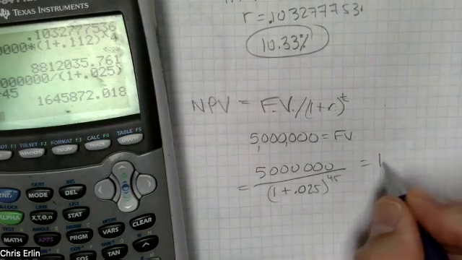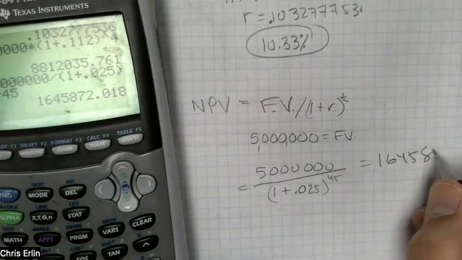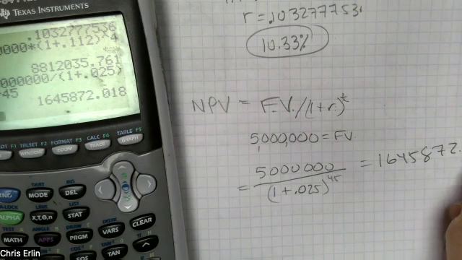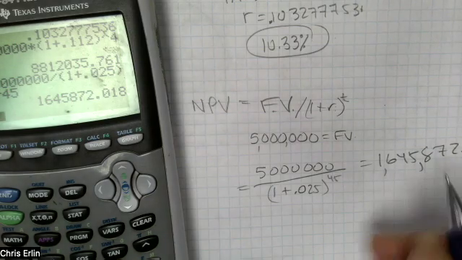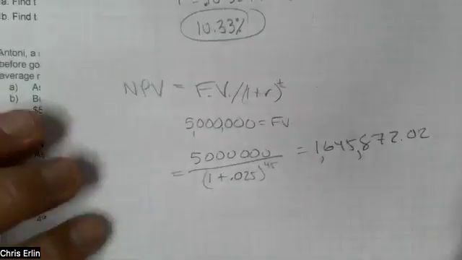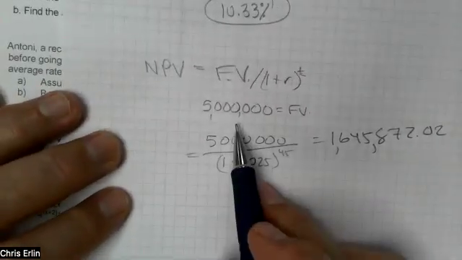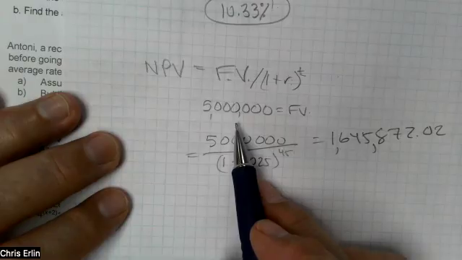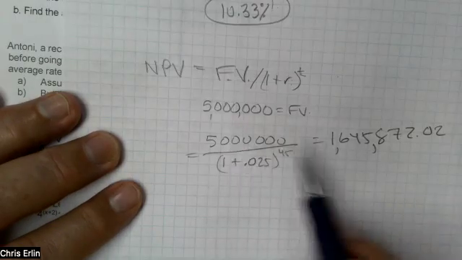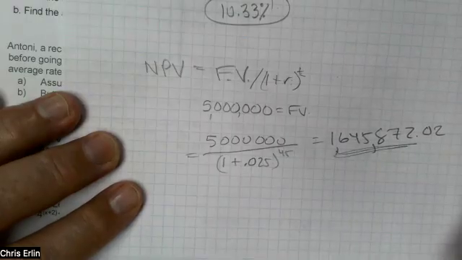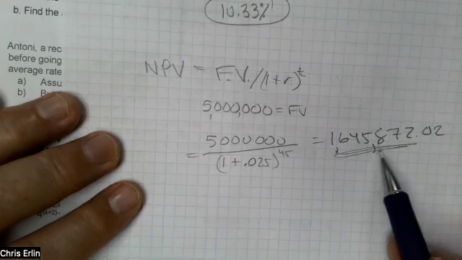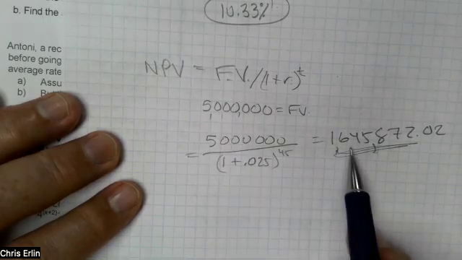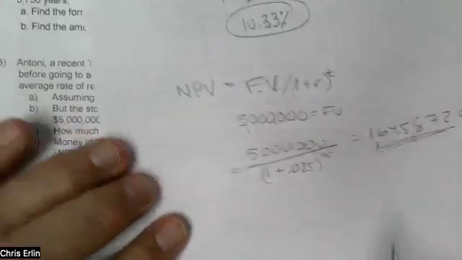And I get 1,645,872.02. So, in other words, getting $5 million in 45 years as your eventual payout sounds like so much money. And it's a lot, but it's equivalent to $1.646 million today. So yes, you'd be a millionaire with those $5 million, but having $5 million today would be worth a lot more.